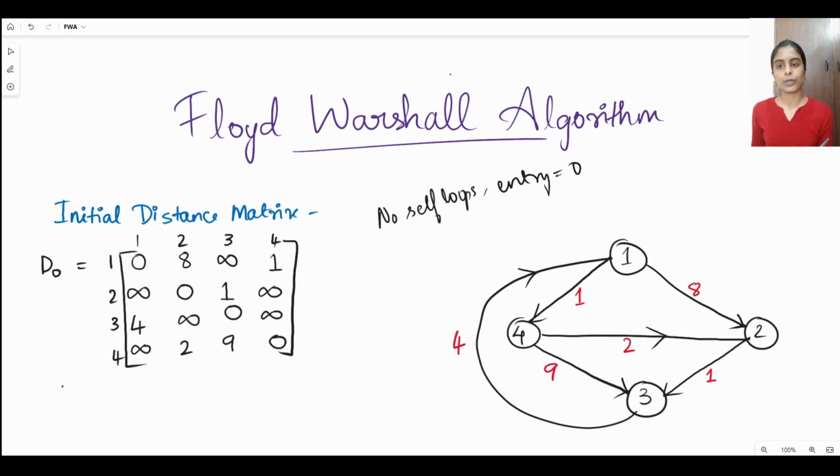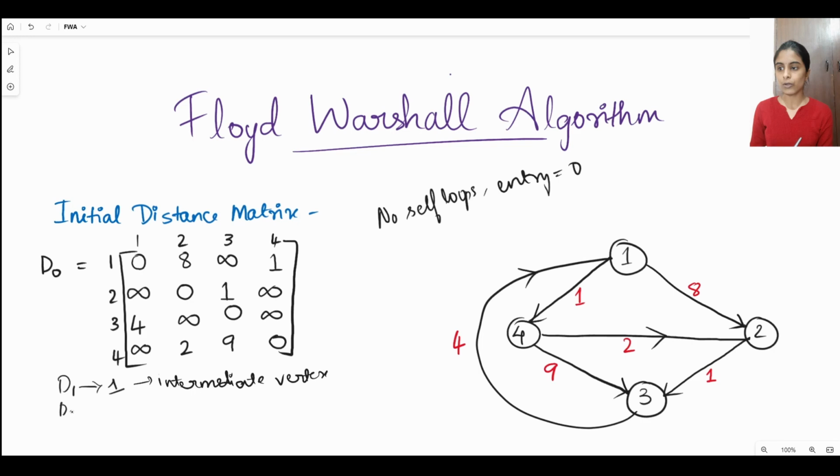In the Floyd Warshall algorithm, since we are finding the distance between every pair of vertices, we will begin by looking into each vertex and construct 4 different matrices: D1, D2, D3 and D4. In the D1 matrix, vertex 1 will be the intermediate vertex. So what do I mean by an intermediate vertex? It means that we are looking for paths between every pair of vertices first, and then we are looking for a path between the same pair via the vertex 1.